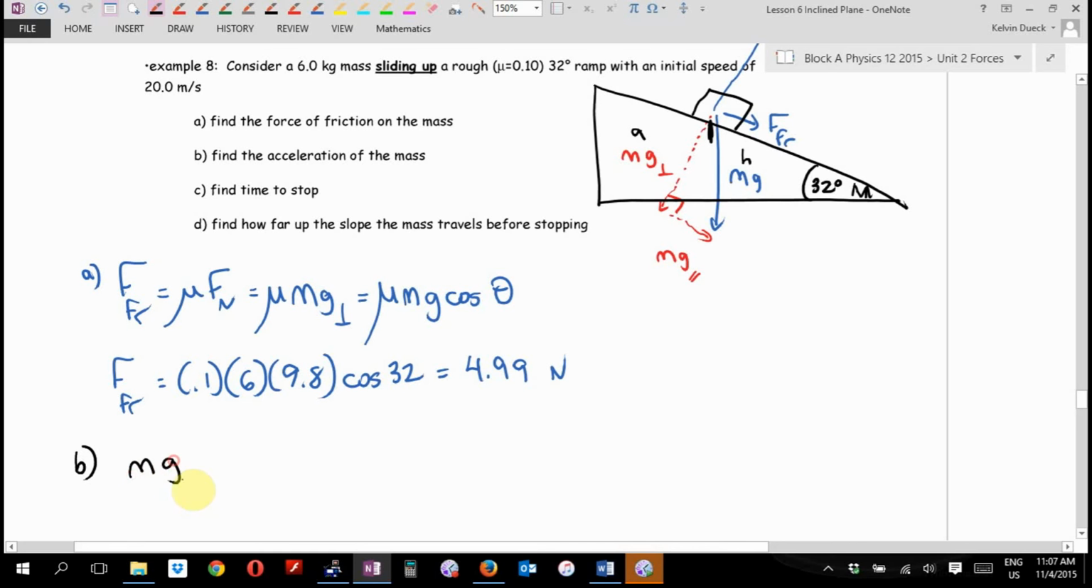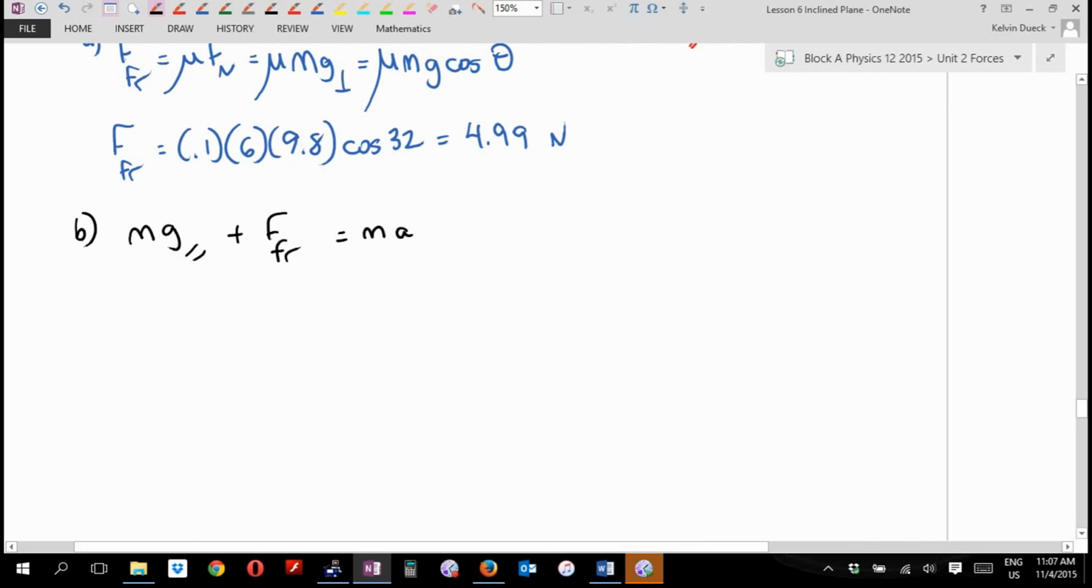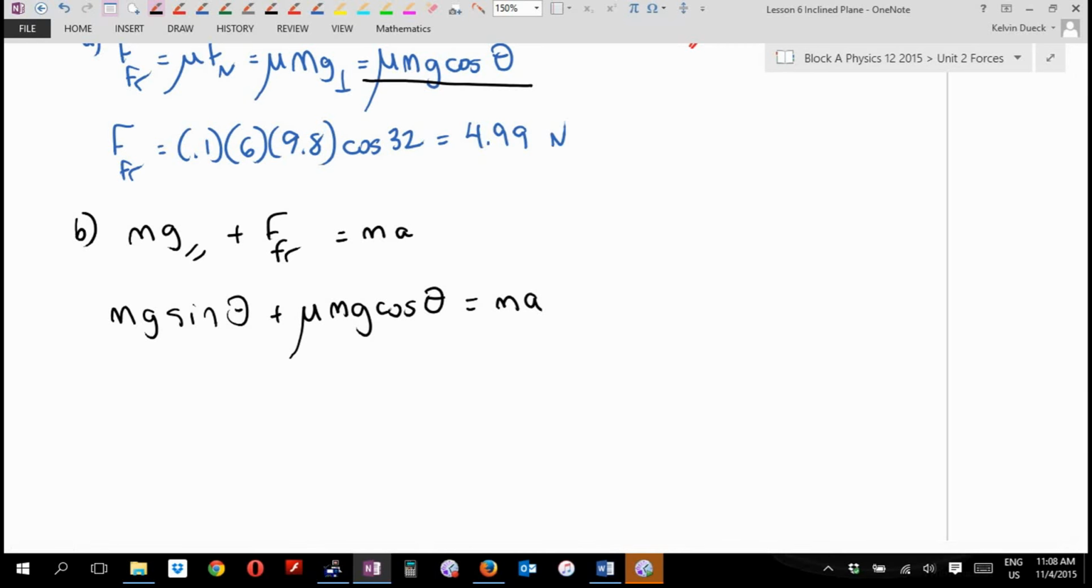We're going to get mg parallel plus friction equals ma. Mg parallel, two lines is sine, plus, I could drop the 4.99 down, but I'm going to show you it's better to drop this algebraic expression down for friction, and you're going to see why in just a second. So plus mu mg cos theta equals ma. Can you see why I dropped the algebraic expression down? What cancels? The mass. What was I trying to get by itself, Justin? If the mass cancels, I've already got the acceleration by itself. I saved myself a whole line.